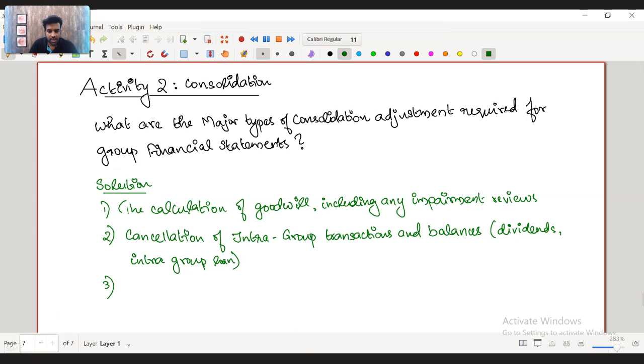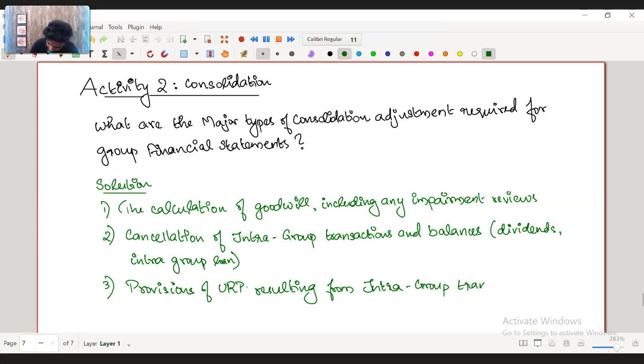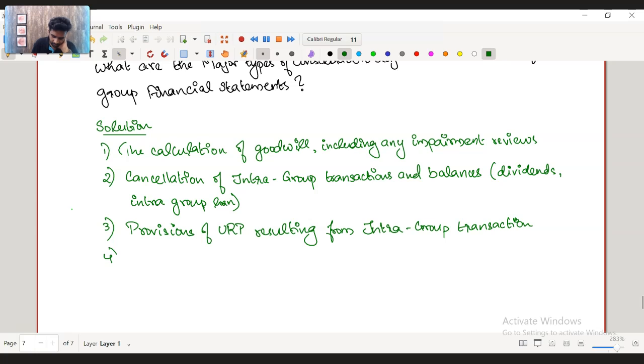The third one is unrealized profit, provisions for unrealized profit resulting from intra-group transactions. So provisions of unrealized profit, I am writing it as URP, unrealized profit resulting from intra-group transactions. So any unrealized profit that we generate based on the subsidiary and parent selling, that will have to be adjusted. When we calculate goodwill, the subsidiary's assets and liabilities fair values have to be taken.